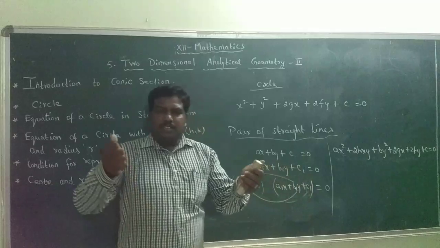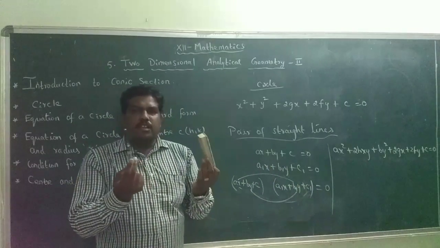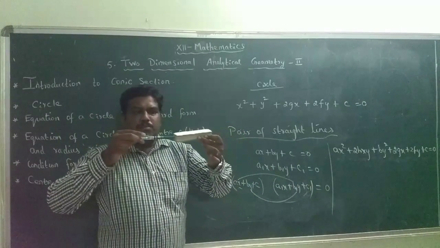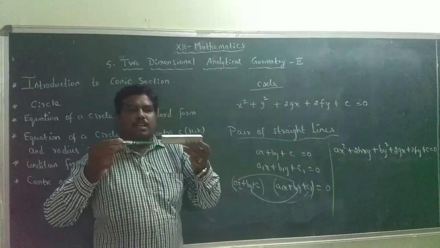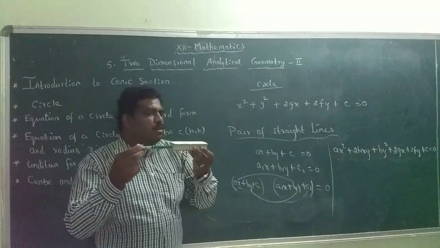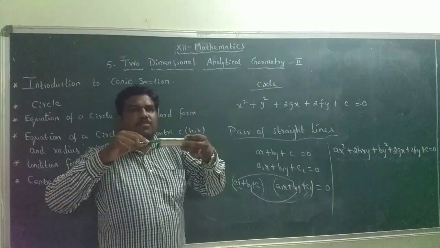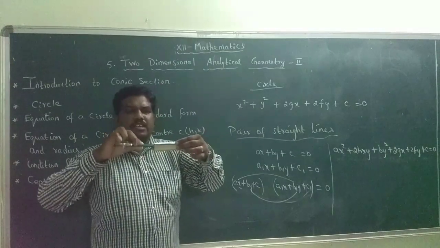இப்போ ரெண்டு straight line தனித்தனியா இருந்தது இந்த மாதிரி. இப்போ நான் என்ன பண்ணேன், ரெண்டையும் combine பண்ணி ஒரு பெரிய length-ஆ மாத்திட்டேன். So this is the equation which represents a pair of straight lines.